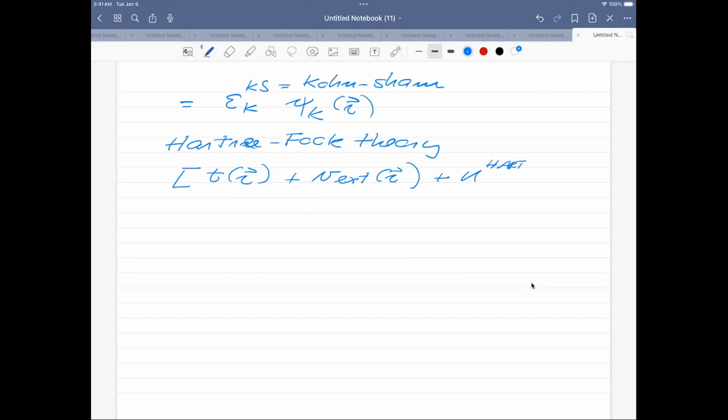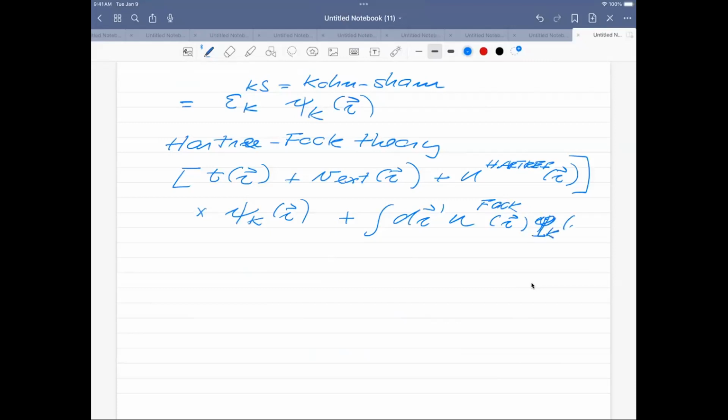So let me just write this out here, of R. And this gets multiplied with a wave function, psi of k of R. And then there was an additional term of a d of R prime. And this had the u, this is the Fock term. I have to be careful here. And then this is multiplied with psi of k, but now with an R prime dependence.